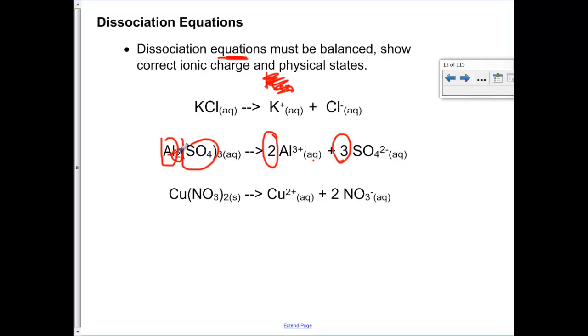But one more thought here. There are 2 aluminums right here, so you got to put a 2 there. And there are 3 sulfates right there, so you got to put a 3 there. Does that make sense? So one last one here.